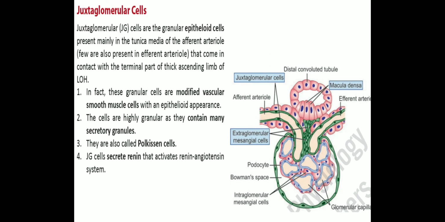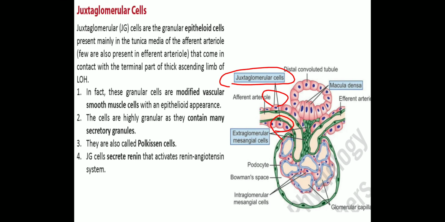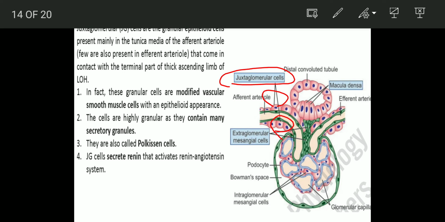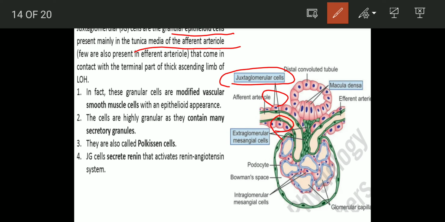These are your JG cells. Another question which was asked is about the juxtaglomerular cells. Here you can see the JG cells. These are the granular epithelioid cells, mainly present in the tunica media of the afferent arterioles. Very important: granular epithelioid cells in the tunica media of the afferent arterioles. In fact, these granular cells are modified vascular smooth muscle cells. This can be asked in your MCQs: what are these JG cells? They are modified vascular smooth muscle cells.